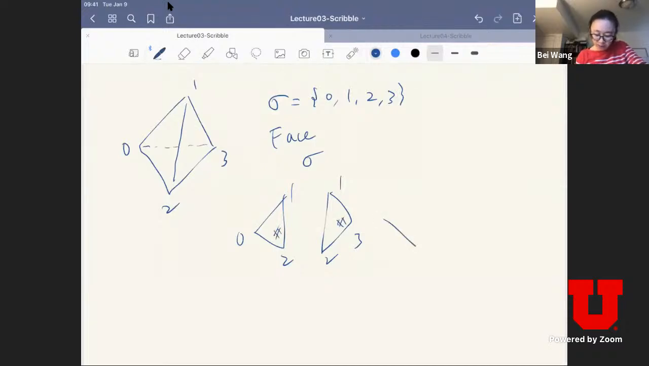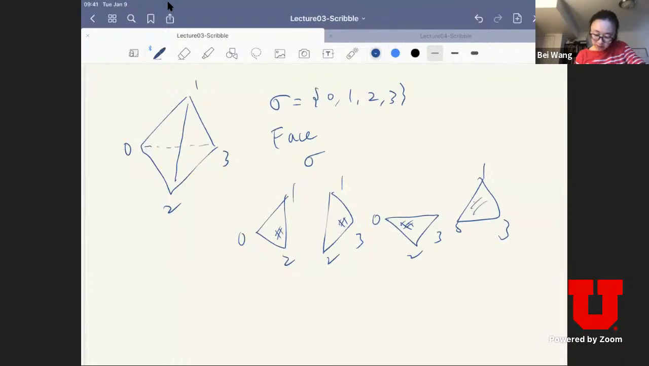And 0, 2, 3, which is a bottom face. And then 0, 1, 3, which is the back face. Okay. So all those triangles are now its faces. And all the edges, right?